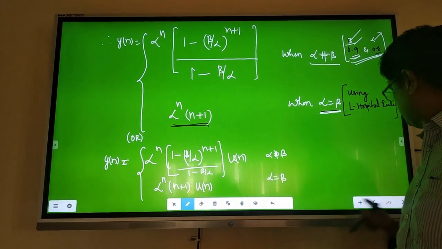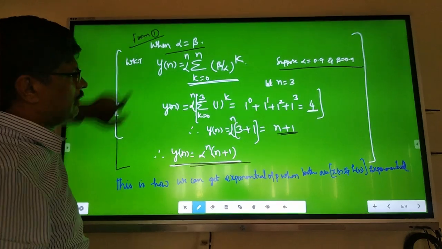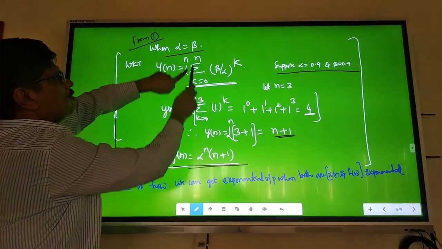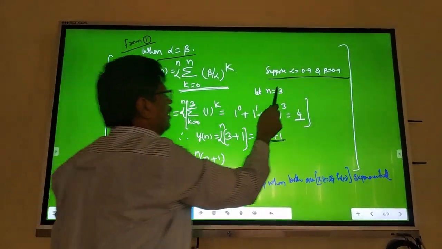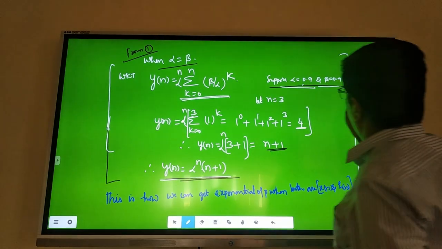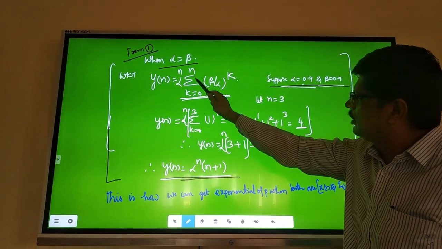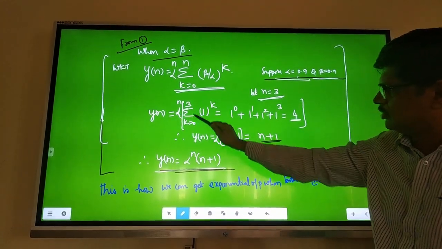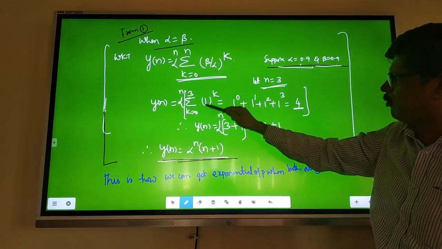However, we will see here. For example, take alpha equal to beta from equation 1: y of n is equal to alpha to the power n, summation k equal to 0 to n, of beta by alpha to the power k. Let's say alpha is 0.9 and beta is 0.9. What will happen? Let us say n is equal to 3. Beta by alpha, 0.9, gets cancelled, leaving 1 to the power k.